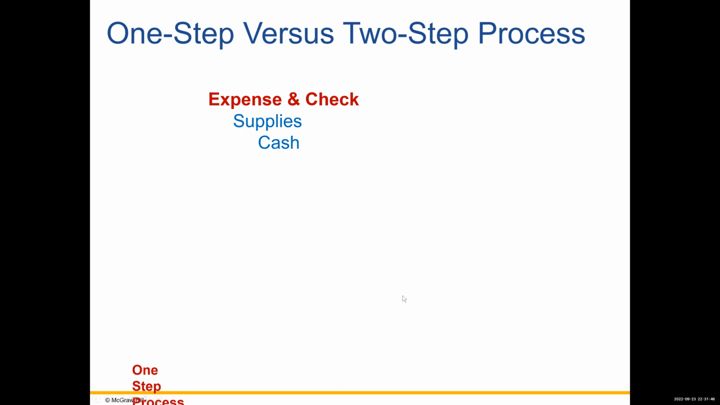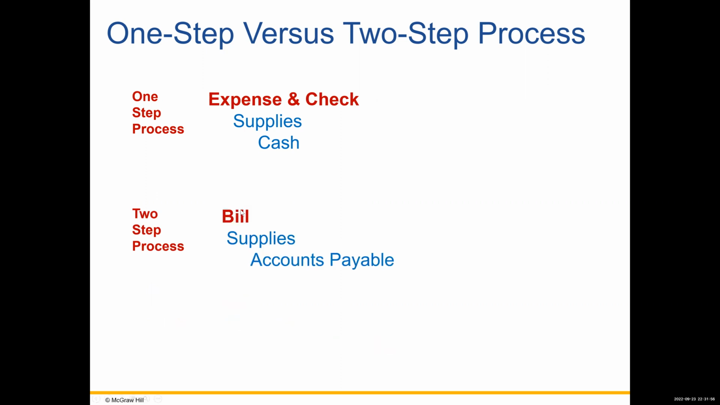Now, what do I mean by the two-step? Well, in the two-step, we're going to enter a bill, and we'll show that, yeah, we bought the supplies, but then we'll create a liability that will be paid later. Right? That's step one. And then step two is when we pay the bill, right? So we pay cash and reduce our liability. So that whole process of bill and then pay bills is what I call a two-step process.